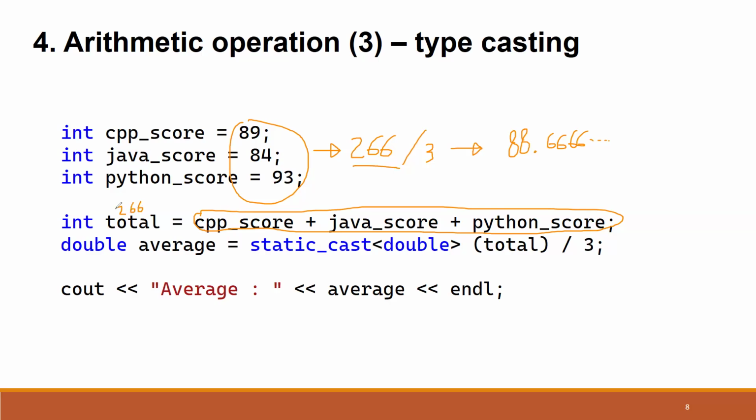If you don't have this one, then what will be the total divided by 3? 88. Yes, thank you, 88. If you add this one, then what will be the output of the average?